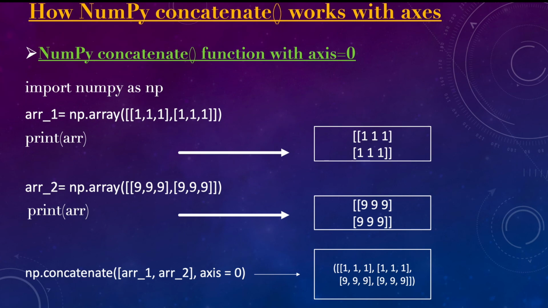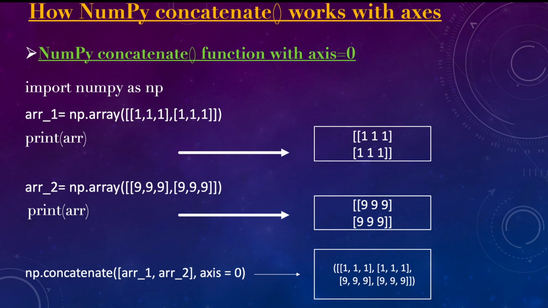First of all, let's take a look at how to use NumPy's concatenate function with axis equal to 0. When we use the concatenate function, the axis parameter defines the axis along which we stack the arrays. When we set axis equal to 0, we are telling the concatenate function to stack the 2 arrays along the rows. Setting axis equal to 0 will concatenate along the row axis.